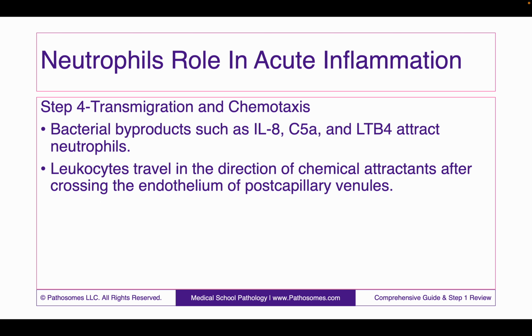In step 4, we have transmigration and chemotaxis. Bacterial byproducts such as interleukin 8, C5a, and leukotriene B4 attract the neutrophils. Leukocytes travel in the direction of chemical attractants, hence chemotaxis, after crossing the endothelium of post-capillary venules.